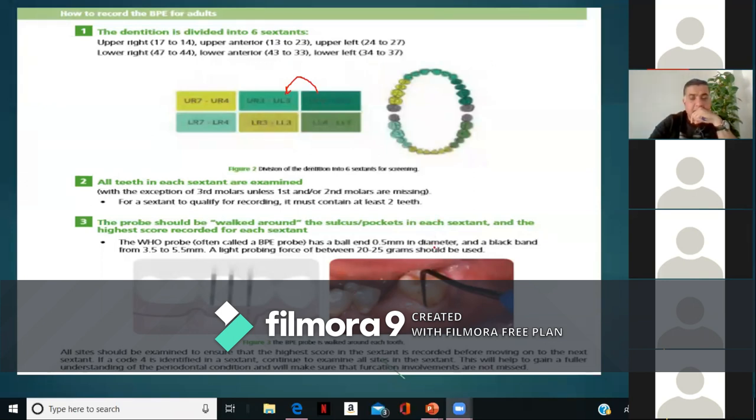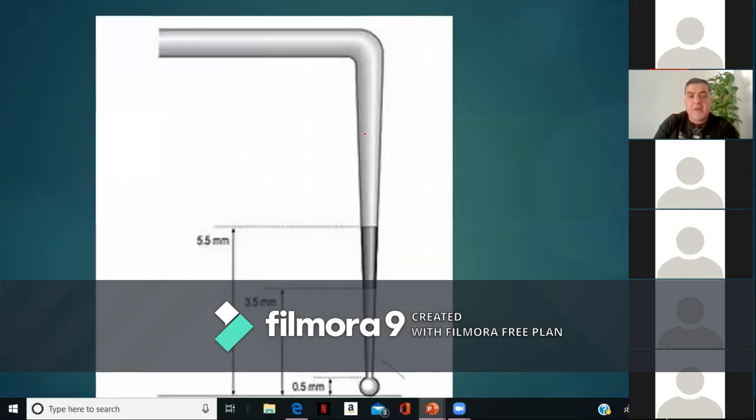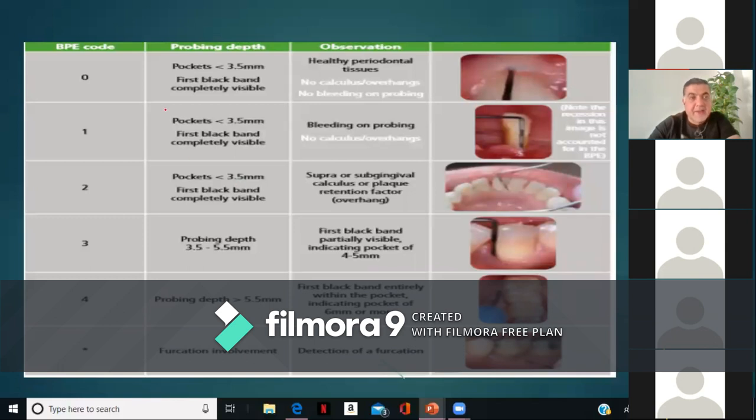Okay. So, sorry for that. Yes. So the BPE code or scores are 0, 1, 2, 3, 4, and asterisk or star. As you remember, the band between 3.5 and 5.5. If anything is before the band, this is score 0, 1, and 2. If the black band is partially visible, it is score 3. If this one is completely disappeared, then it is score 4.